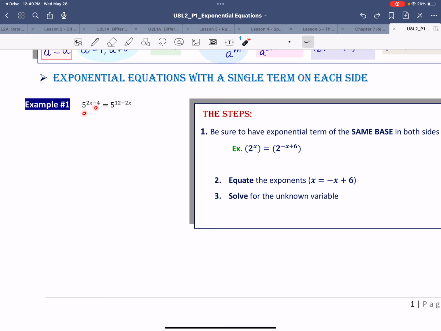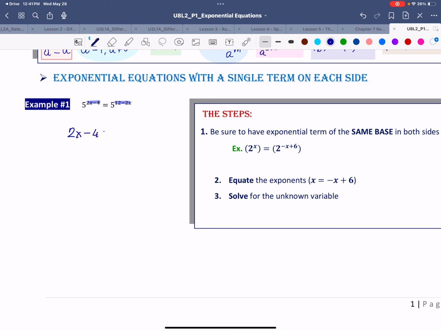But here we go again. 5 to the power of 2x minus 4 equals 5 to the power of 12 minus 2x. So this is an example where the bases of the exponential terms are the same, so base 5, and we have a single term in each side, and both bases are equal. So the fact that these two are equal assumes that the exponents must be equal as well. So in this case, we are going to say that 2x minus 4 is equal to 12 minus 2x.